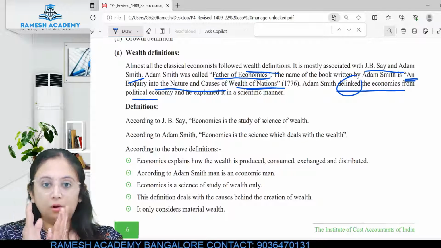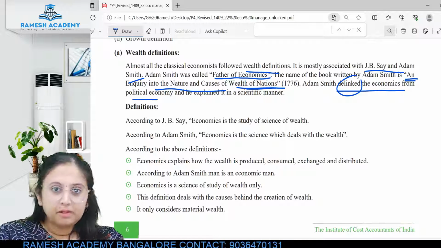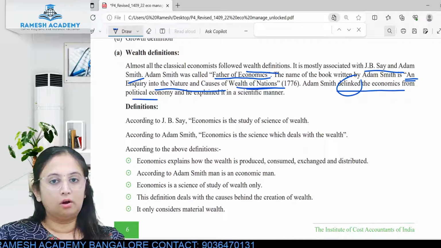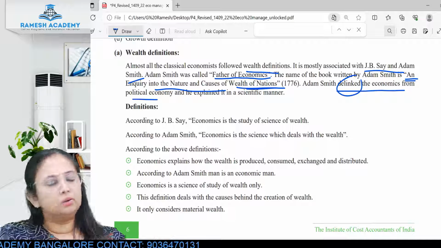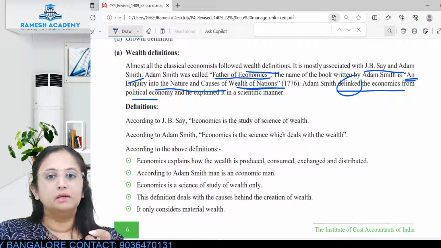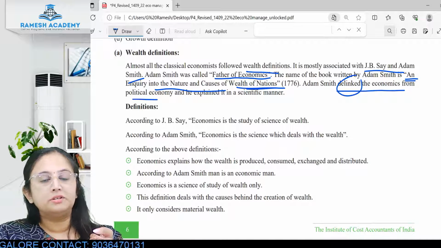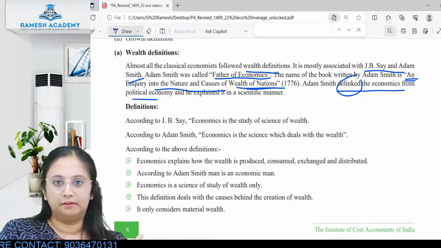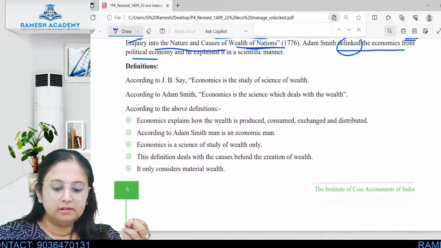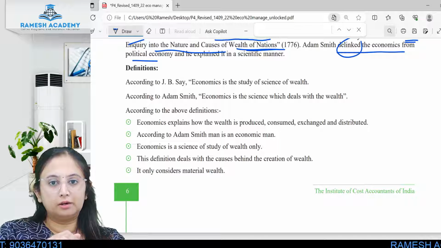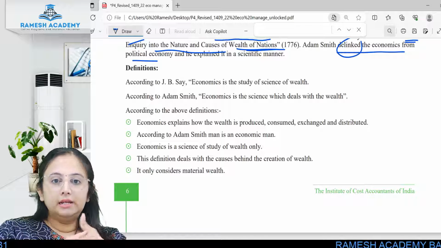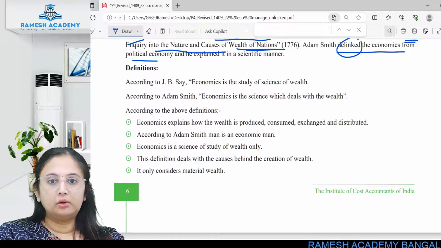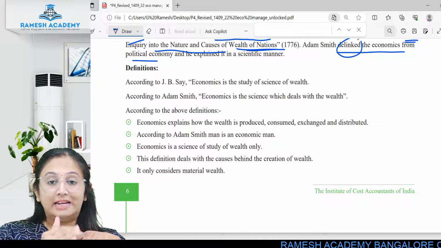He said, no, what you are understanding is wrong. Everybody, be it a politician, a normal household, or just an employee, whoever you are, you need economics. Economics is not only for politicians or only for running a country. Everyone has to understand economics and apply it. So he delinked it and gave the definition of economics in a scientific manner.